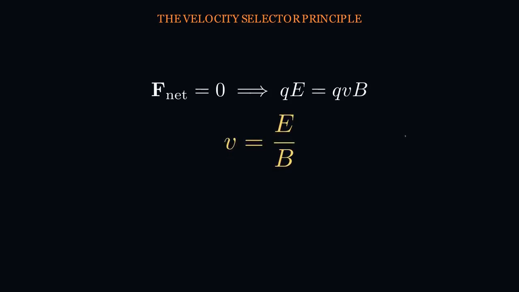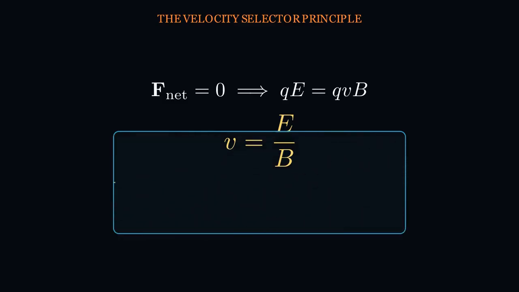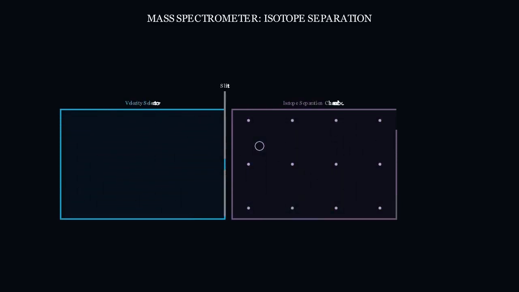What if we shoot the particle horizontally through these crossed fields? The downward electric force Fe is constant. The upward magnetic force FB depends on the horizontal velocity v. If we adjust the velocity so that the upward magnetic force perfectly matches the downward electric force, the net force becomes zero. Mathematically, QE equals QvB. The charge Q cancels out, leaving us with a specific velocity, v equals E over B. Any particle traveling at this exact speed will experience zero net force and pass through the fields in a perfectly straight line. This geometric balance is the operating principle behind velocity selectors used in mass spectrometers.